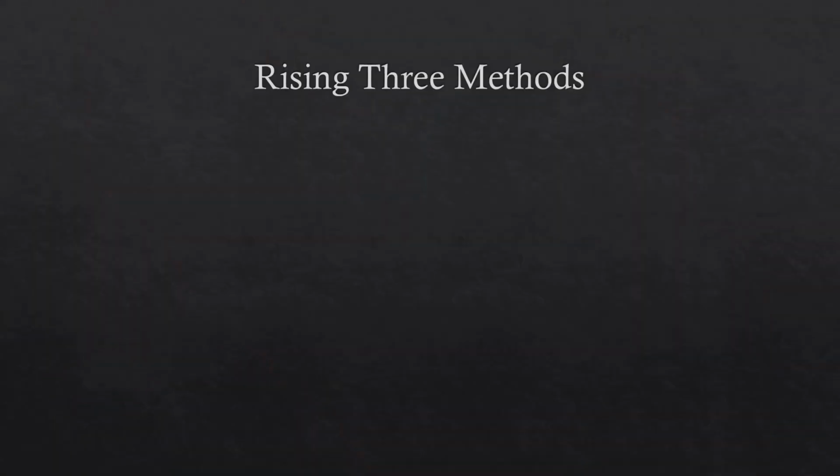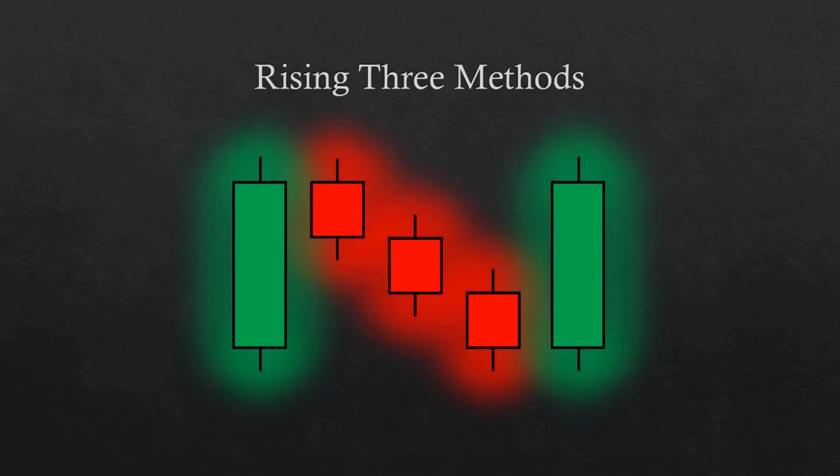The first pattern is called Rising Three Methods, which is a bullish continuation pattern formed by one medium-sized bullish candle, followed by three small bearish candles, given that the third bearish candle closes where the first bullish candle opened. The last candlestick in the pattern is formed by a medium-sized bullish candle like the first candlestick in the pattern.